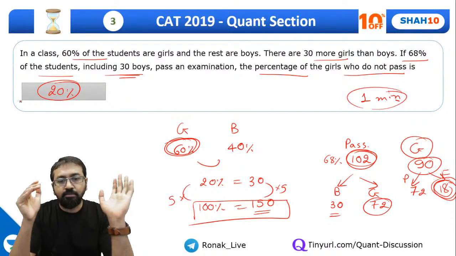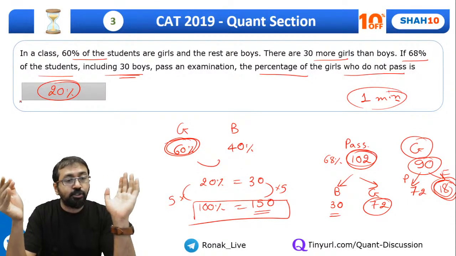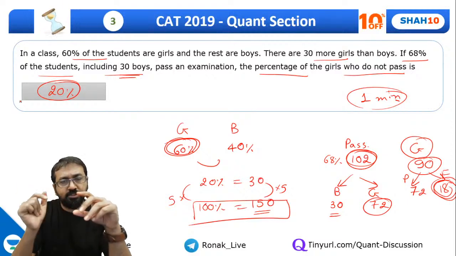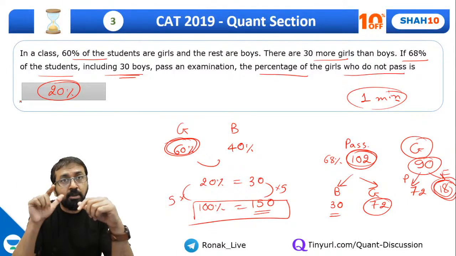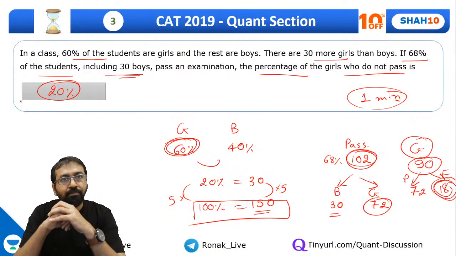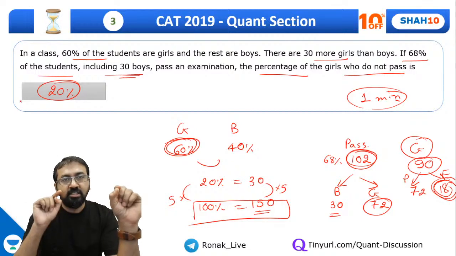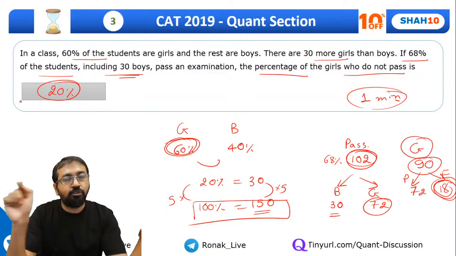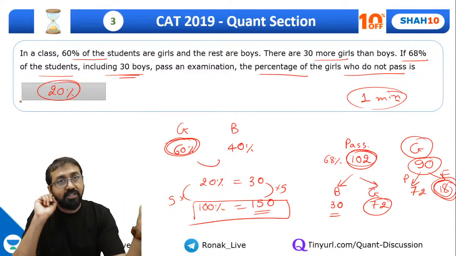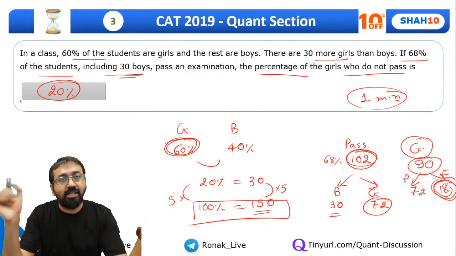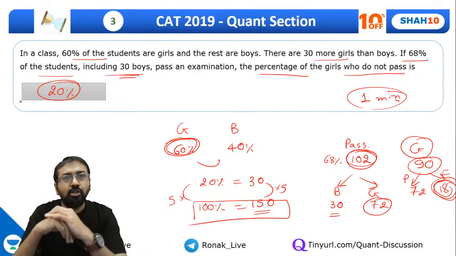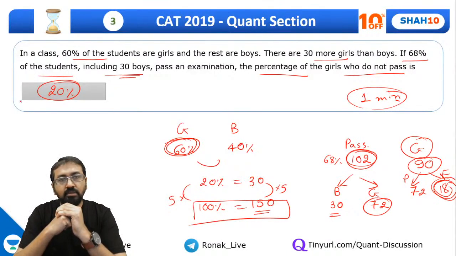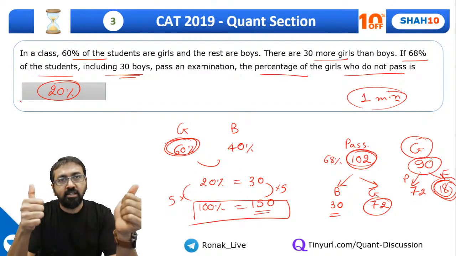Then comes 68% of the students pass the exam. So 68% of 150, you should be able to do it in your mind. It's 102, and in this 102 students, 30 boys were there, so 72 girls were there. Total girls were 60% of 150, that is 90. Out of 90 girls, 72 passed the exam, so 18 didn't pass. 18 is 20% of 90, another 20 or 30 seconds. Yes or no, guys? Can you do it?